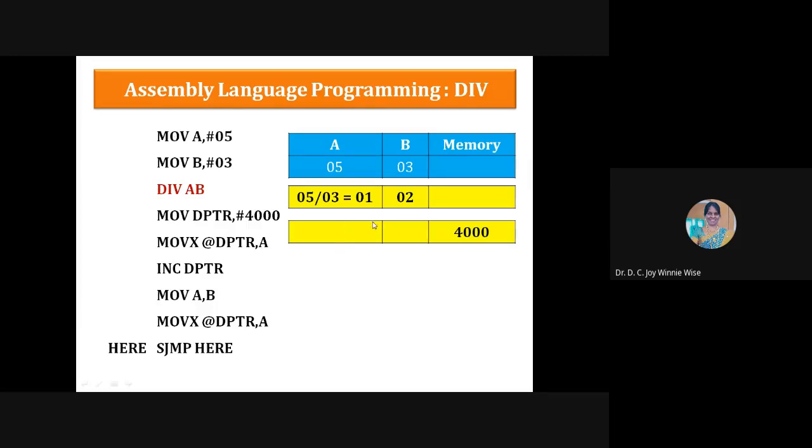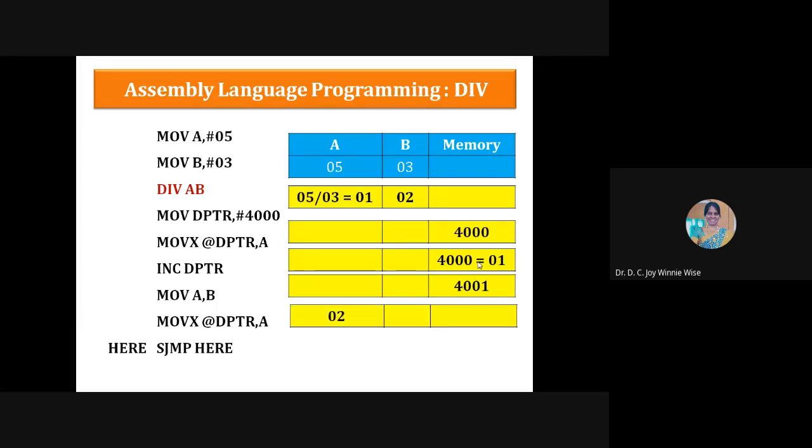So the DPTR register is referred with memory location 4000. Then we are moving the content of the accumulator, which is the quotient, to 4000. Then we are incrementing the DPTR, so the DPTR register becomes 4001. Then the B register content is transferred to the accumulator, and then that is transferred to the memory location. This is the program to perform 8-bit division.